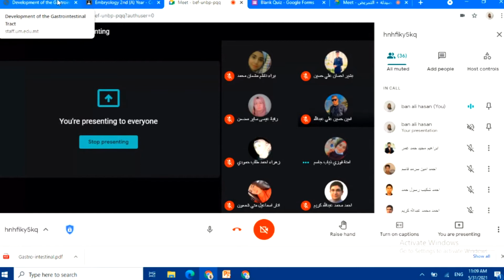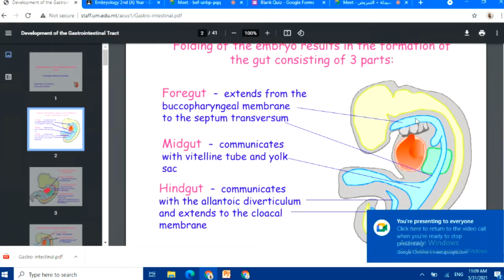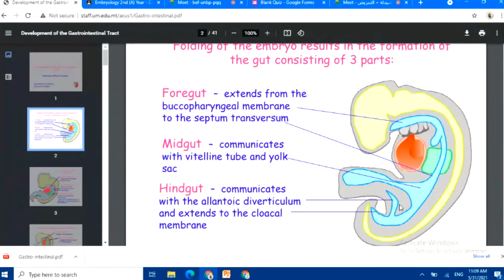Okay, let's continue. Look, let's say this is the gut tube. In the fourth week of embryonic development, we have a foregut, which is the beginning part, and we have the midgut, the middle part, and we have the hindgut, that is the last part of the gut tube. The foregut will extend from the buccopharyngeal membrane to the septum transversum. Okay, and then the midgut, which is the middle part, always communicates with the vitelline tube and yolk sac. Okay, vitelline tube and yolk sac.